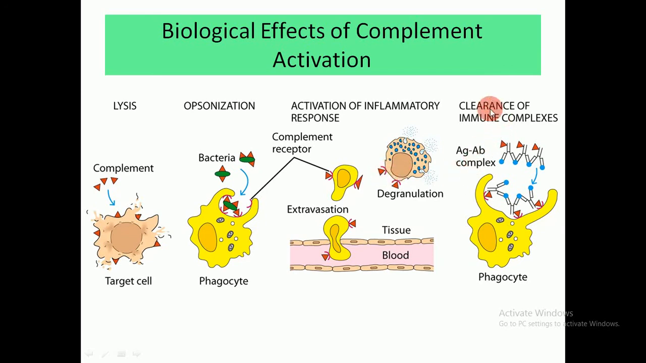And another function is the clearance of the immune complex. And this is the immune complex, which is the antigen-antibody immune complex present in the circulation. And this will be bound with the C3b, and this leads to enhanced phagocytosis and removes the immune complex from the circulation.